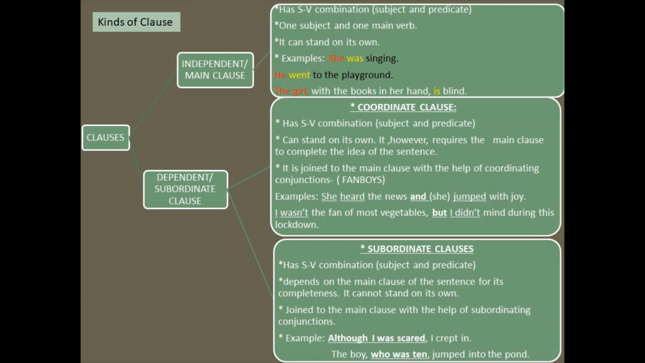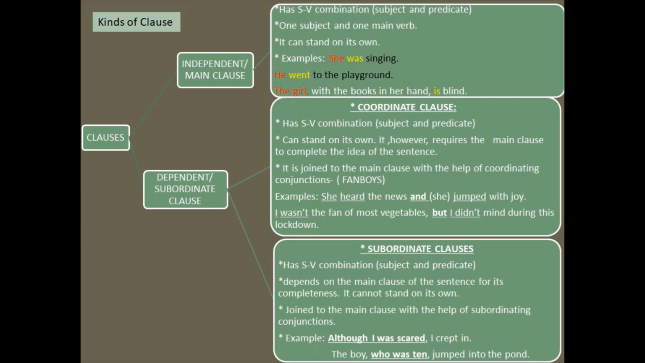Look at the second example. The boy who was 10 jumped into the pond. Now the boy is the subject here. Who was 10? Now this who was 10 is talking about the boy. Though there is a verb, was is the verb there, who was 10. But what are we doing here? This particular group, even though it is a clause, cannot be termed as the main clause because who was 10 cannot stand on its own. Okay, jumped into the pond.